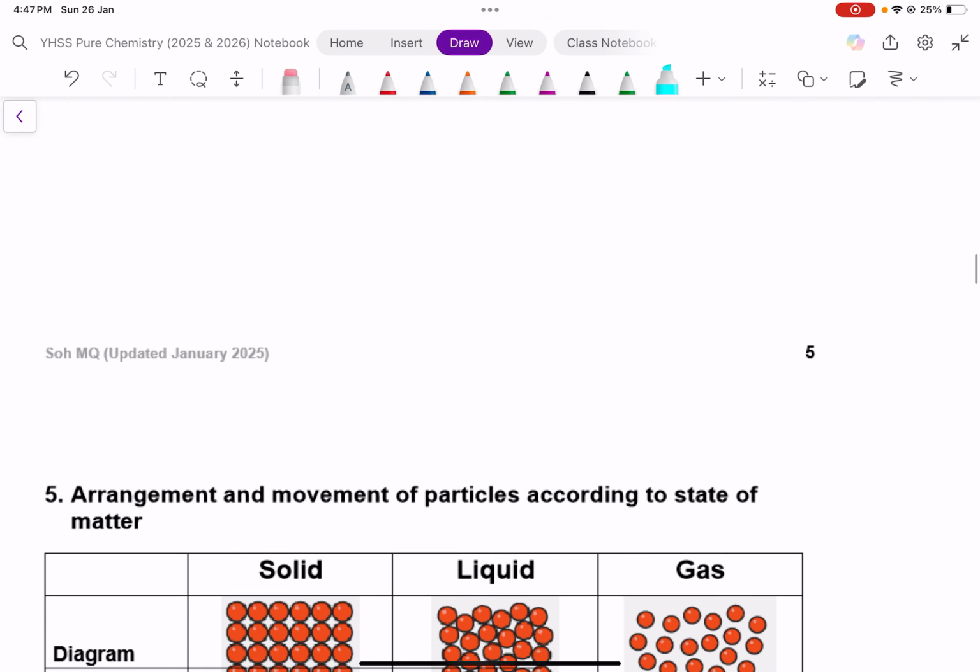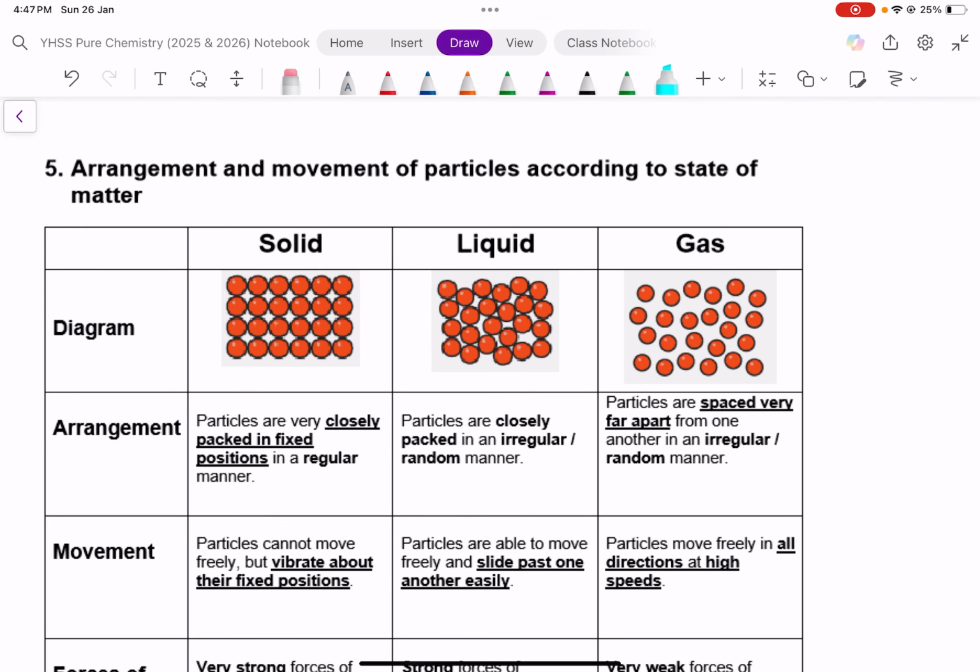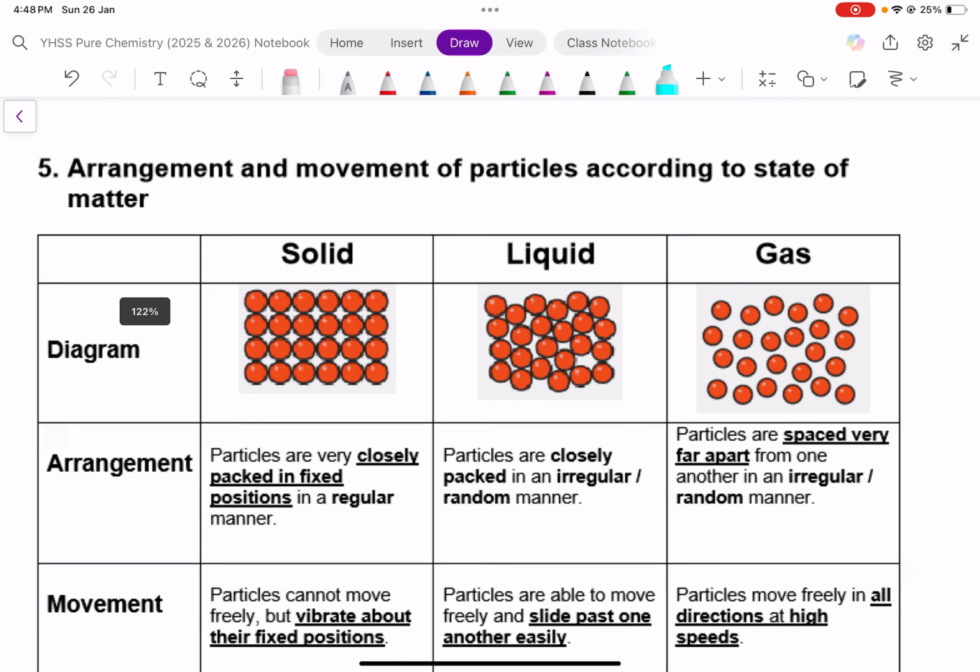Now, let's end off this lesson by going through what is the arrangement and movement of particles like in each state of matter. Now, importantly, you will need to be able to describe the arrangement and movement of particles according to the state of matter, as well as to draw a diagram showing the arrangement of particles. So firstly, let's go to the arrangement of particles.